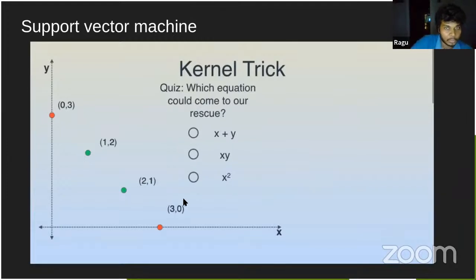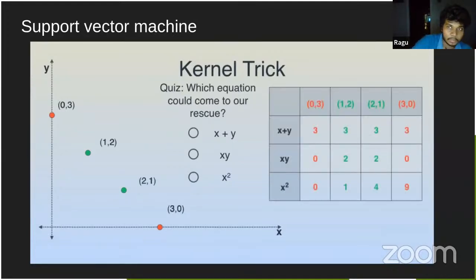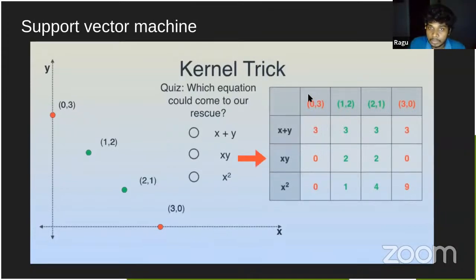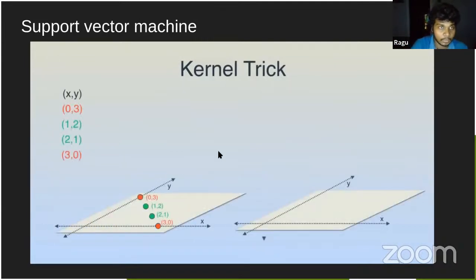The thing which is going to help us is we multiply x and y. If you multiply x and y, you see the points which are red are classified as 0, and the points which are green are classified as 2. So we are splitting data by increasing a dimension. We will have an intuitive understanding of what I said just now.